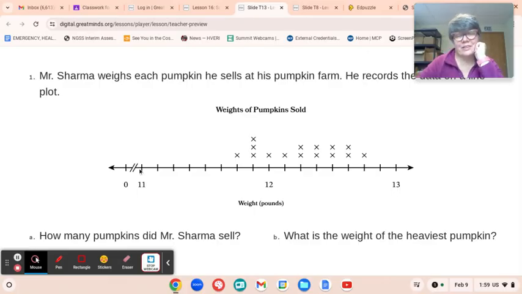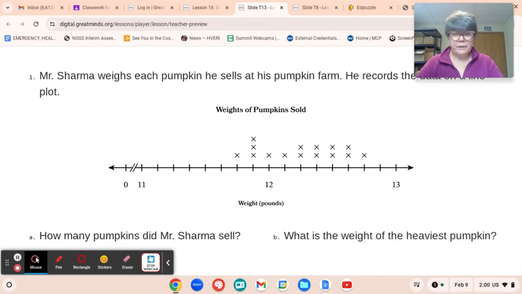What do you notice about the number line for the line plot? Yeah, we already talked a little bit about how we're jumping here, but do you notice something else? 11 to 12 and 12 to 13. So we have some fractional parts in here, don't we? So let's see, 1, 2, 3, 4, 5, 6, 7, 8, it looks like they're broken into eighths, right? So 11 and 1/8, 2/8, 3/8, 4/8, 5/8, 6/8 is going to be our first one. The first pumpkin would be 11 and 6/8 pounds.